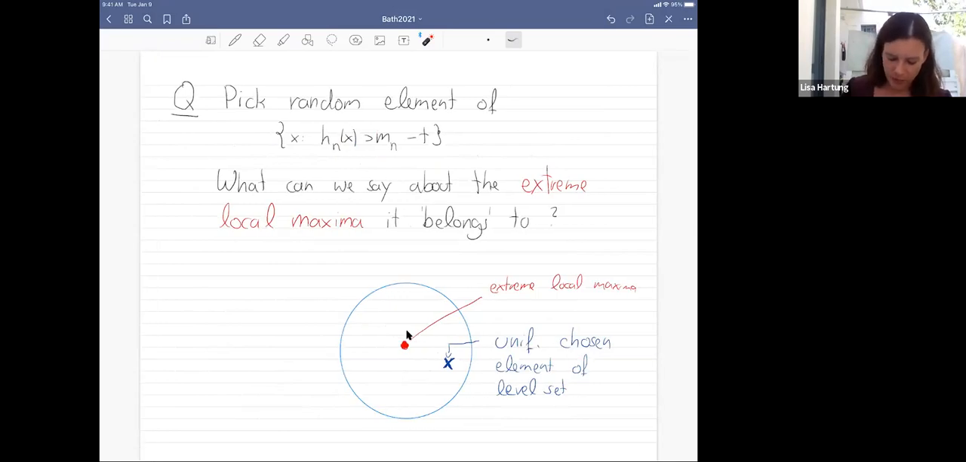Before telling you a little bit about how we do this, I want to tell you another kind of interesting story about these level sets. Namely, what you can think about is, you now believe that if you pick uniformly at random, let's say, a point of this level set you're looking at, that you pick something that's not an extreme local maxima, but it's something that belongs to one of these blue mountains, and it's somewhere. And now you can ask yourself, can you say something about its relationship to the extreme local maxima it belongs to?